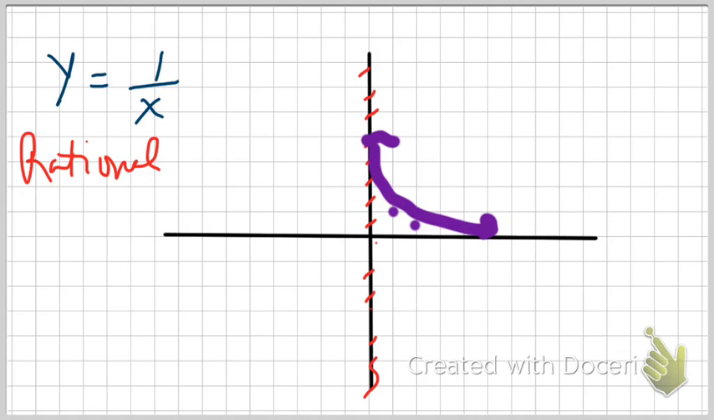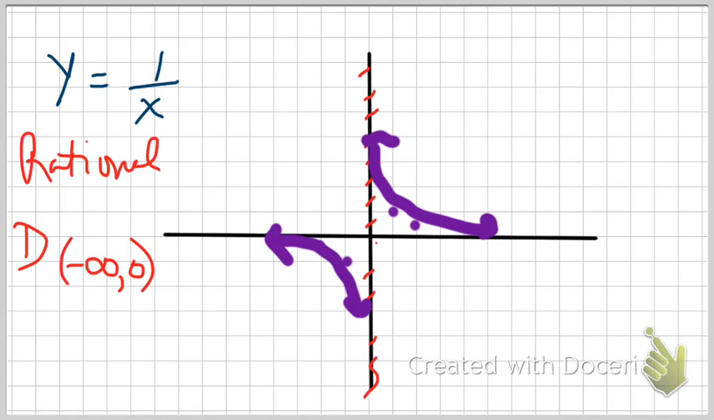If I plug a negative 1 in for x, y is negative 1. If I plug a negative 2 for x, y is negative a half. And I'll make a curve that approaches boundaries and does not touch. About the properties, more to talk about that later. The domain is everything except thou shalt not divide by 0. We get close to 0, don't touch. Stop, start again, close to 0, no touching.